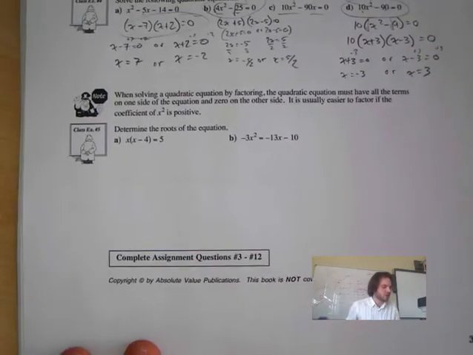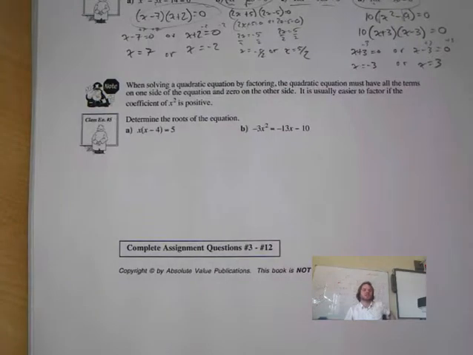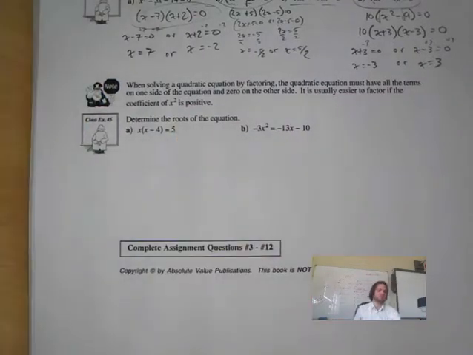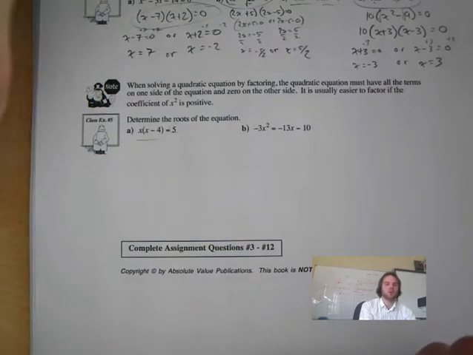Last question says, determine the roots of these equations. Well, that's going to be hard to do if you look at A. What's my problem? My problem is it's not equal to 0. It's equal to 5. So what must we do? Well, we must make it equal to 0. But first things first, this is kind of factored out. We don't want it factored out.